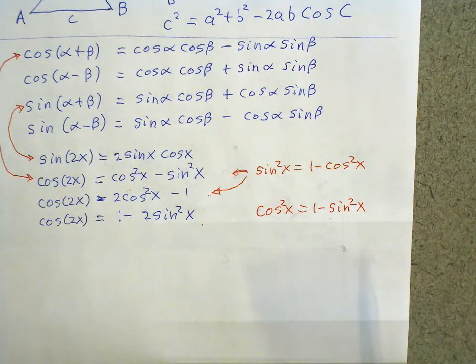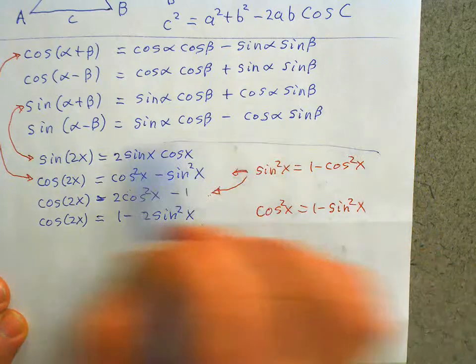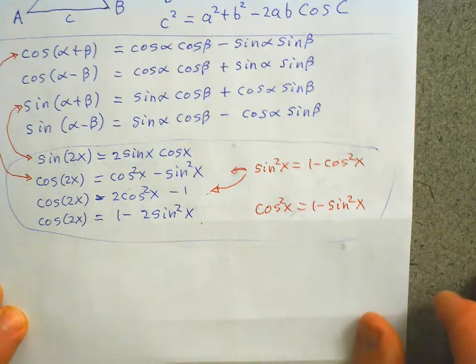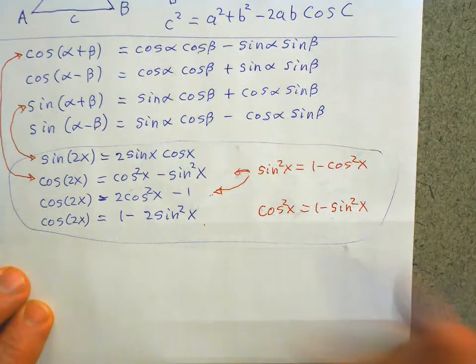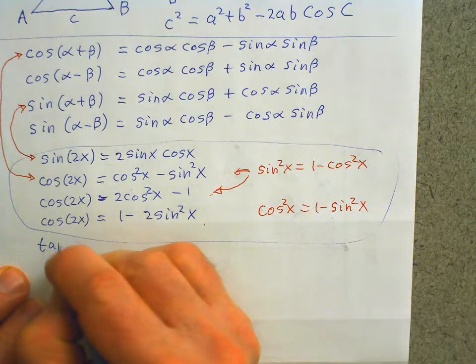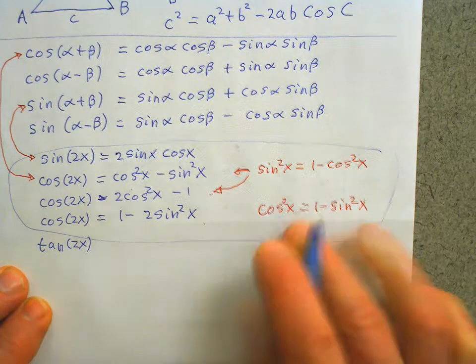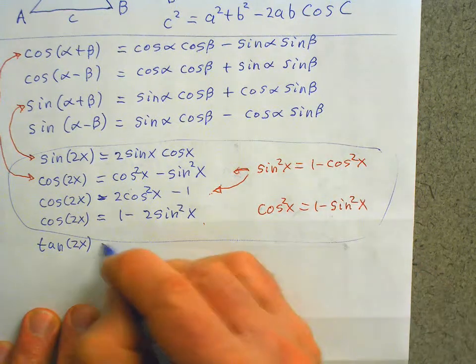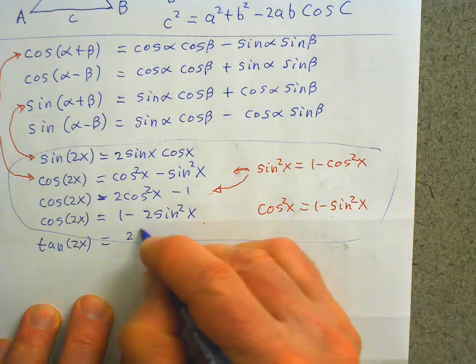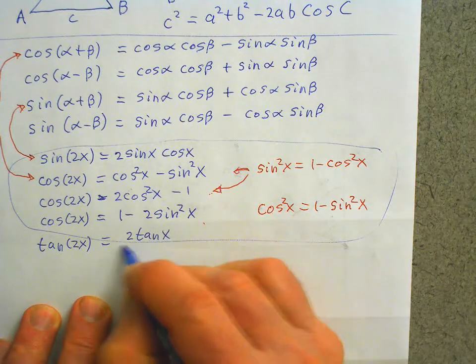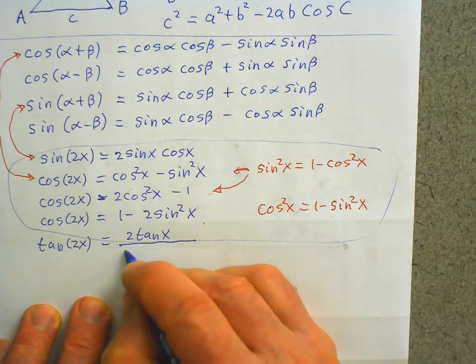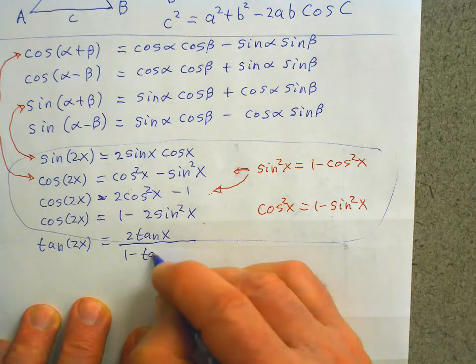Okay, using these formulas right here, I guess we should put the tangent of 2x formula. That's 2 times tangent of x divided by 1 minus tangent squared x.